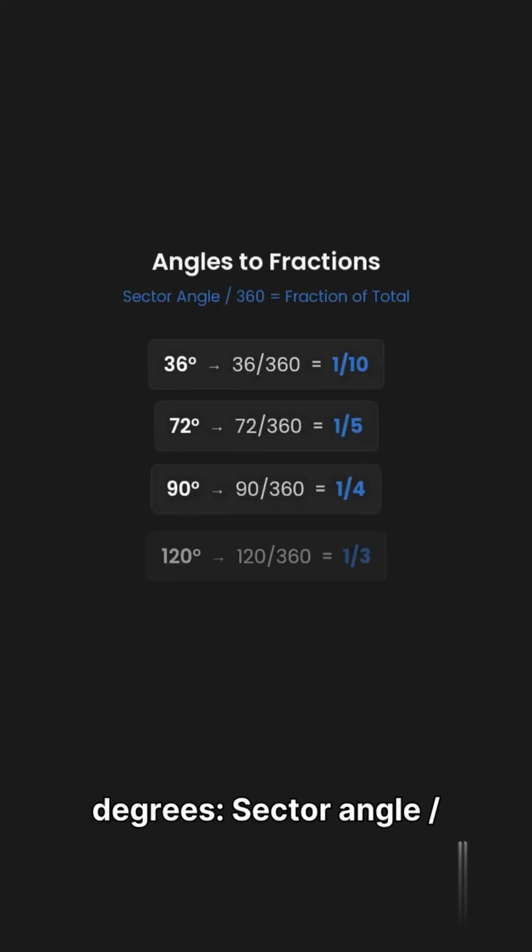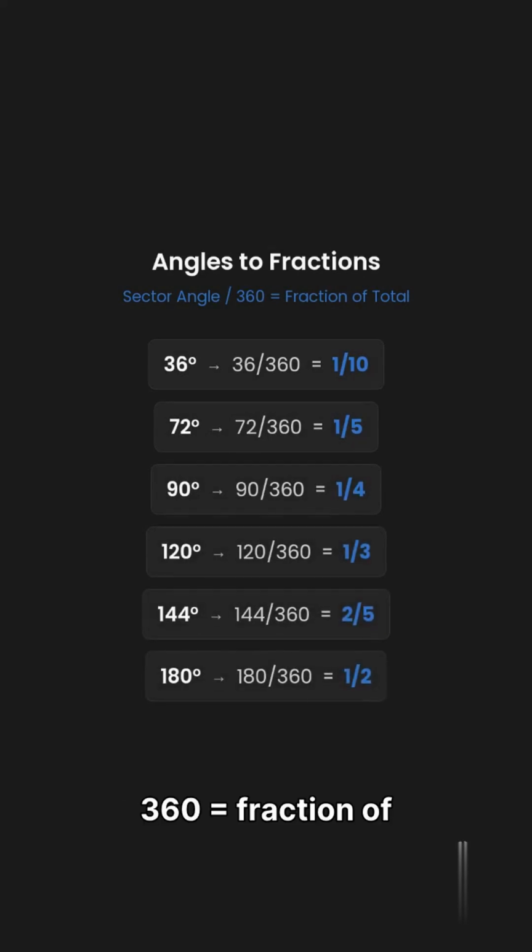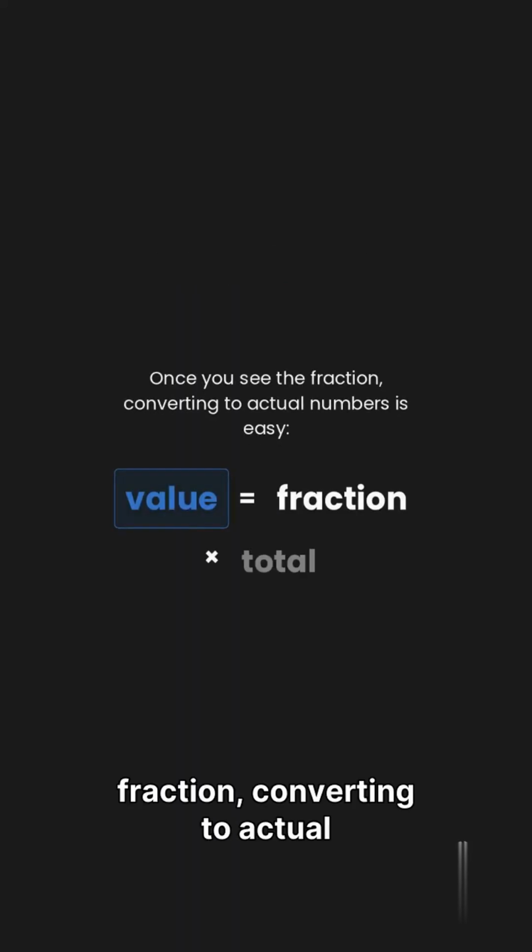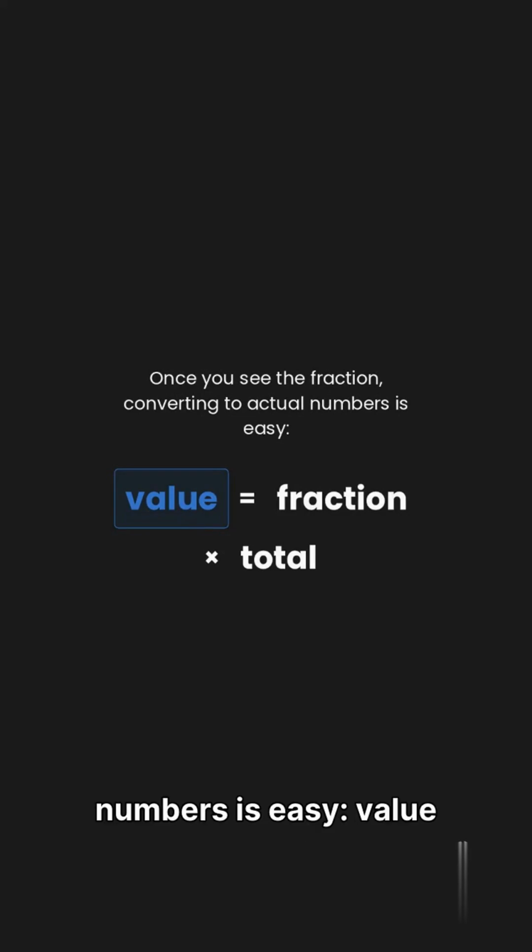If it's in angles given out of 360 degrees, sector angle/360 equals fraction of total. Common ones, 36 degrees, 36 over 360 equals 1/10, 72 degrees, 72/360 equals 1/5, 90 degrees 1/4, 120 degrees 1/3, 144 degrees 2/5, 180 degrees 1/2. Once you see the fraction, converting to actual numbers is easy. Value equals fraction times total.